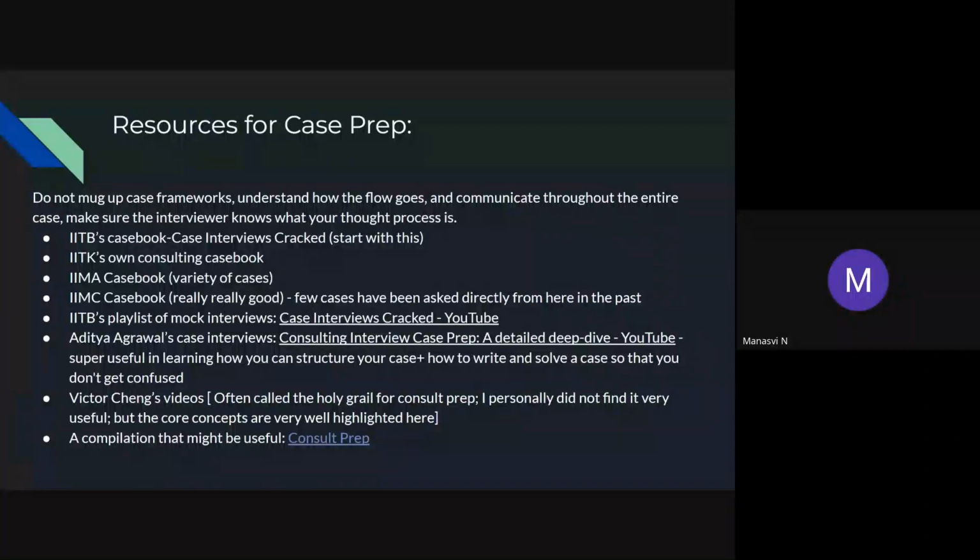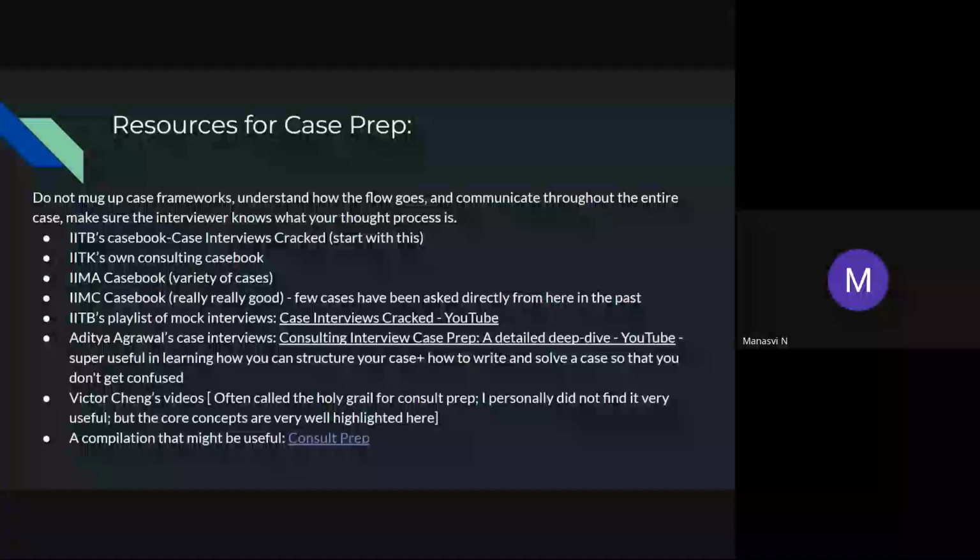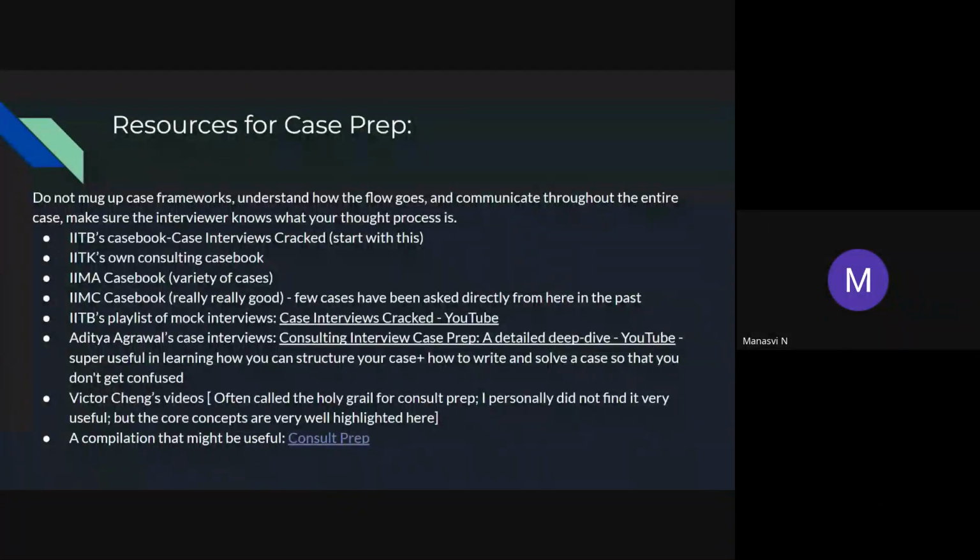So if you just blurt out a particular framework, like, if you do it this way it will work out, that won't make sense. You need to make sure that you understand how exactly that case framework has come about and follow that during your interview. So also communicate with your interviewer throughout. Do not think that whatever you're thinking, your interviewer will just magically know that. Right. So you need to keep communicating. So that's important.